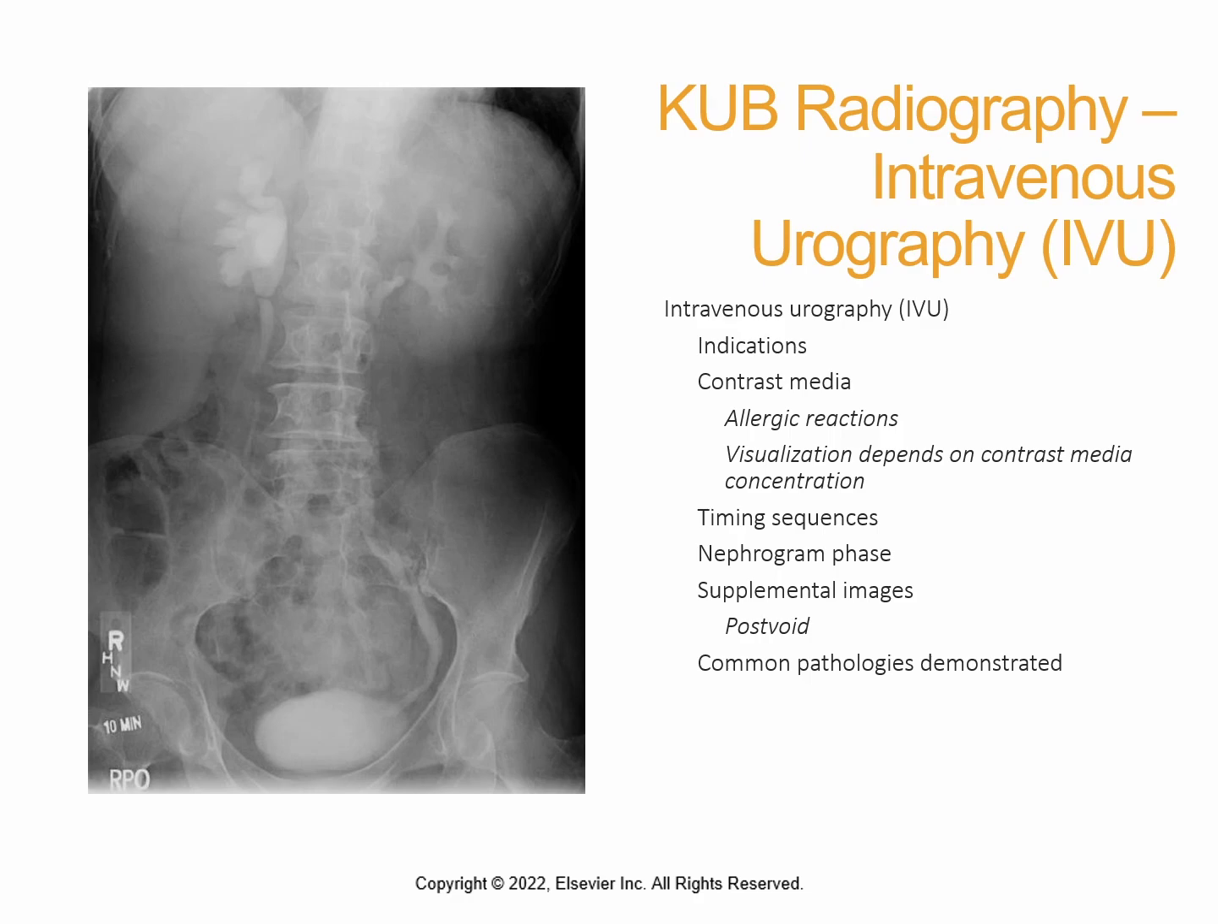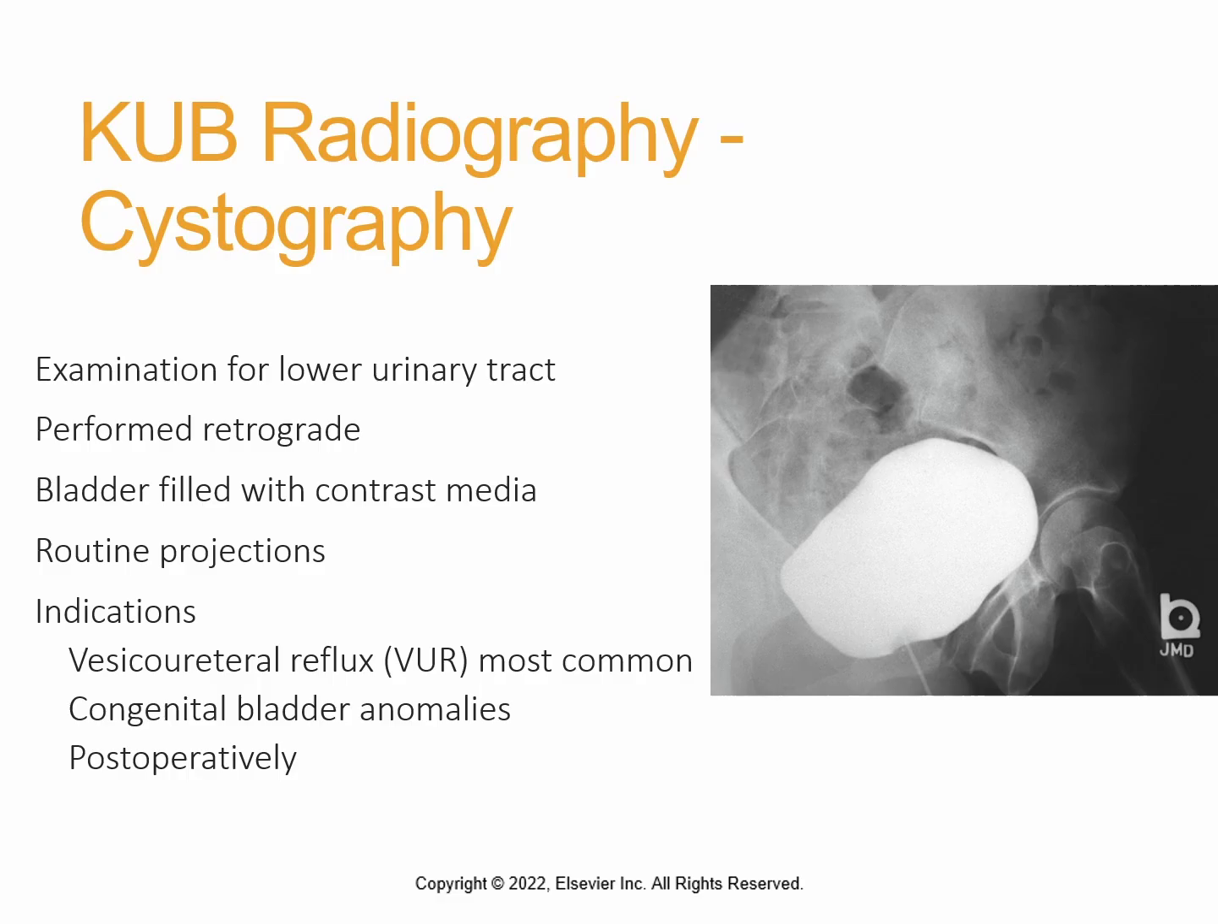A post-void image is taken at the end of the exam. This image provides information regarding decompression of the urinary tract after emptying the bladder. The renal pelvis, calyces, ureters, and bladder are examined for any abnormalities during the exam. This is a highlight star.